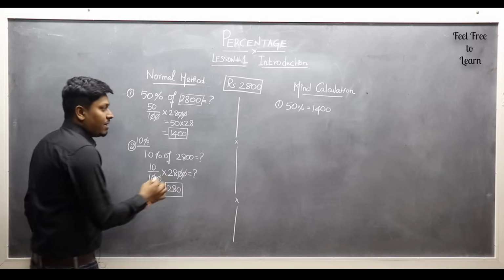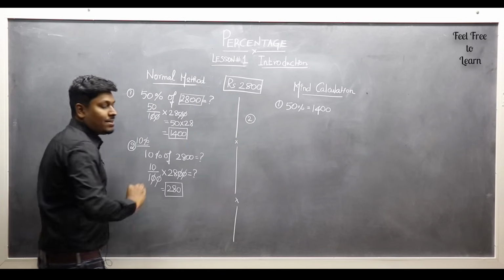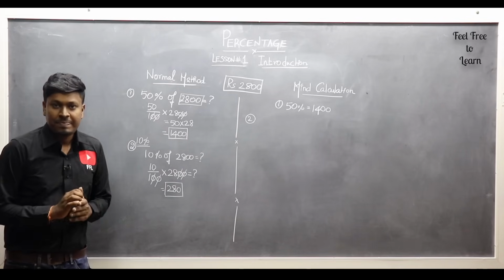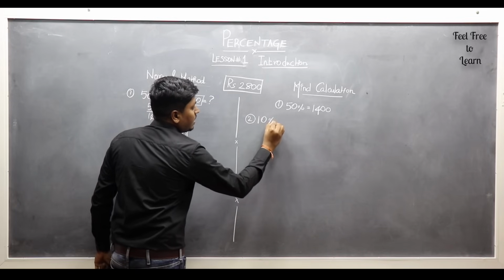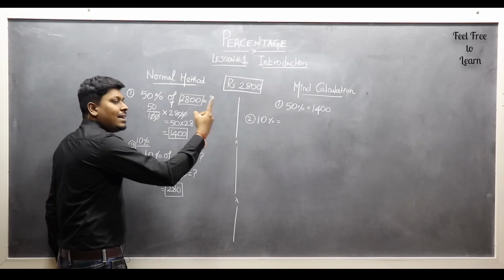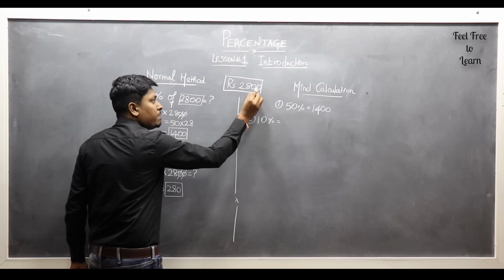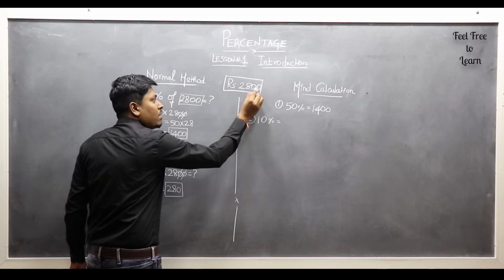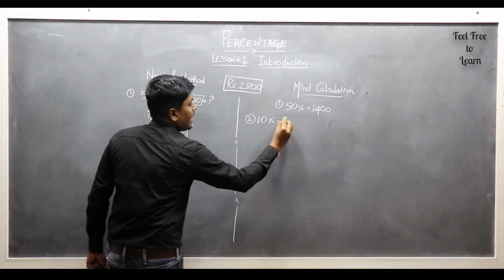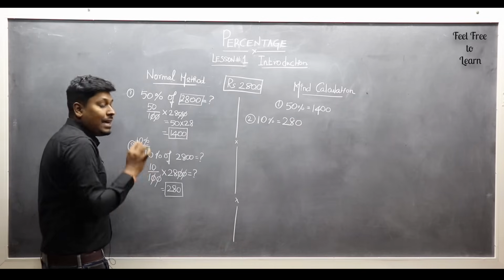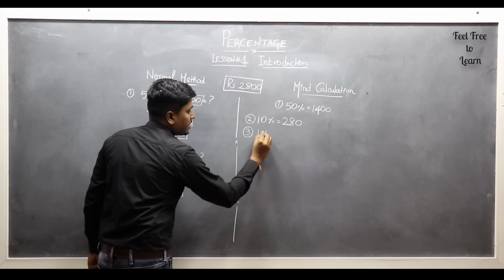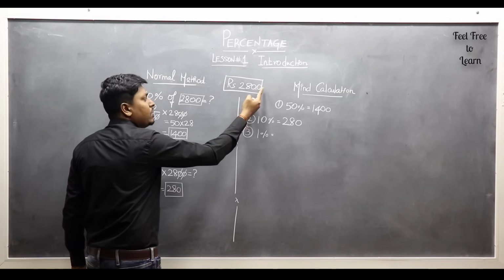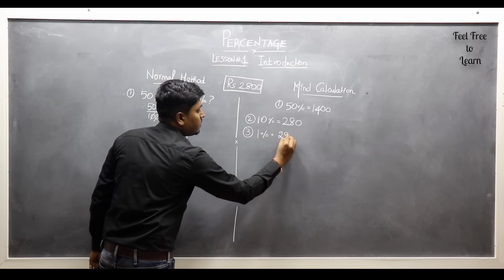But if you go with the mind calculation, it is very simple for 10% of 2,800. Remember, if they ask what is 10% or 1%, it is very easy. If they ask what is 10%, just place one decimal point, leaving the last digit from the right-hand side. So for 2,800, if I place one decimal point by leaving the last digit alone, the answer is 280. Yes or no? Yes. In case they ask what is 1%, you can again place a decimal point by leaving the last two digits from the right-hand side. If you leave the last two digits from the right-hand side, 1% will be 28.